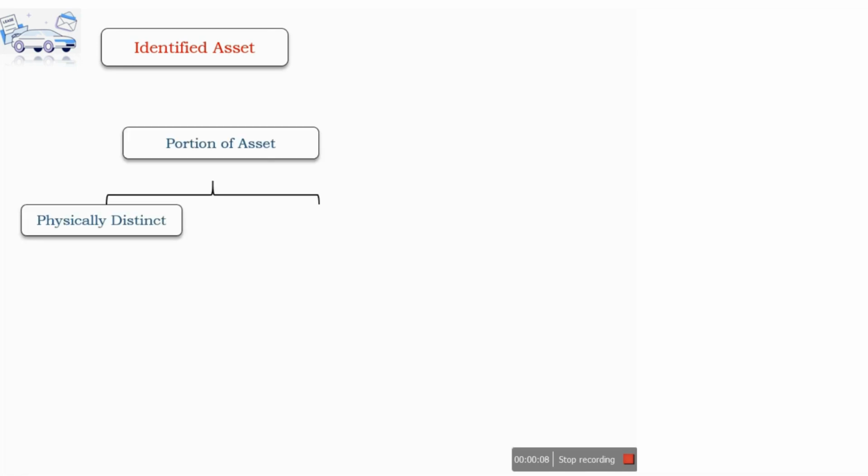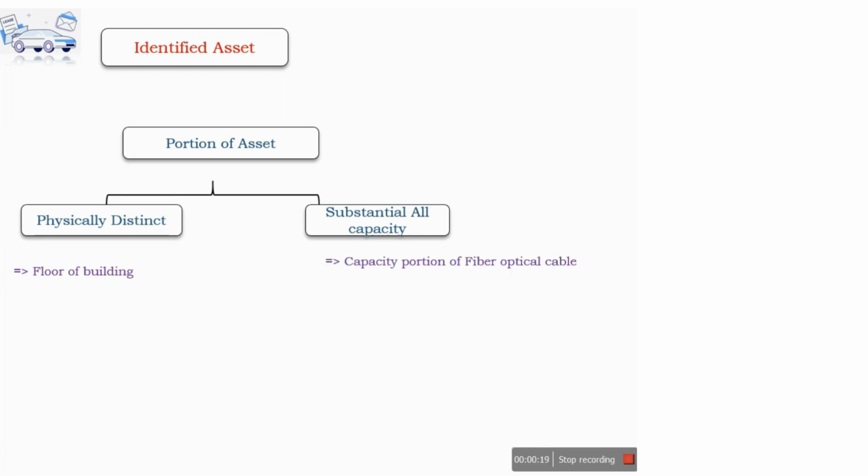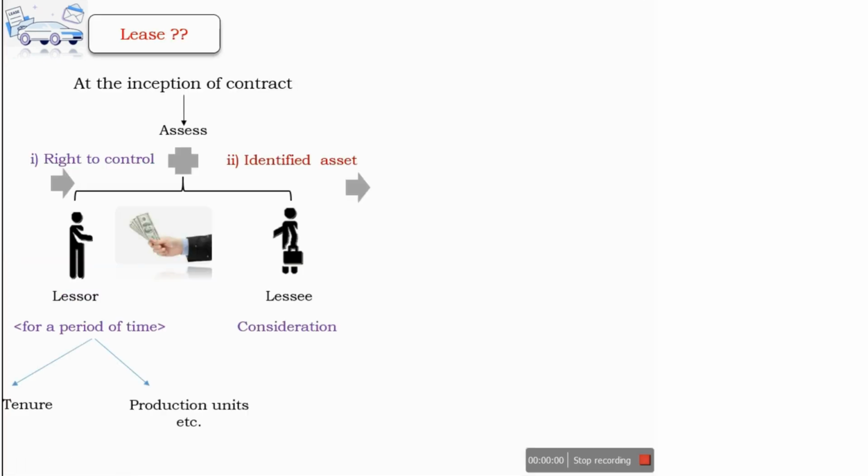A capacity portion of an asset is an identified asset if it is physically distinct, for example, a floor of a building, or in case of capacity, if we are going to use substantially all the capacity of the asset. For example, the capacity of a fiber optical cable should be substantially used by the lessee.